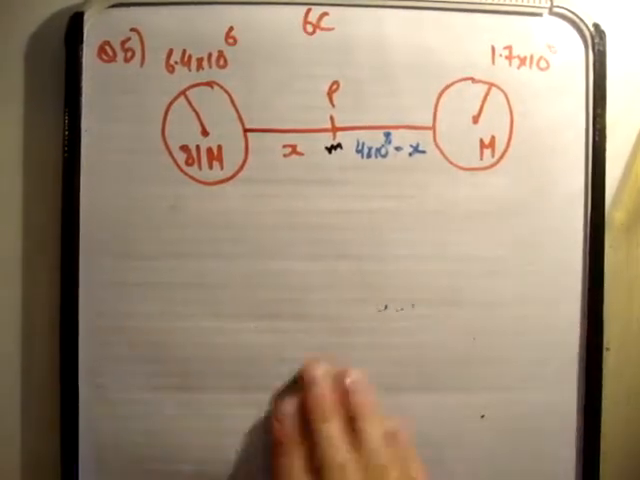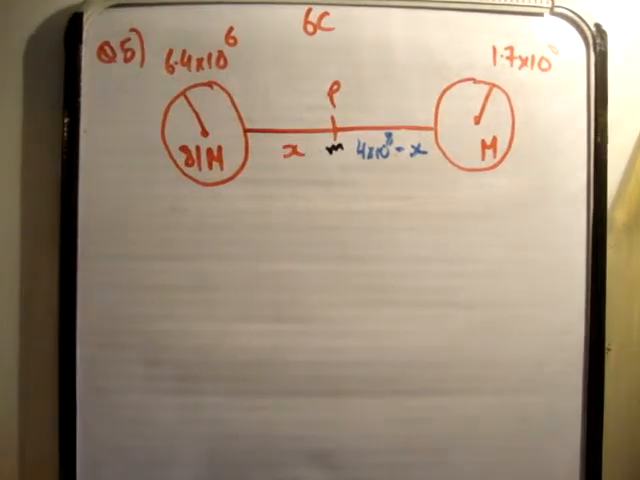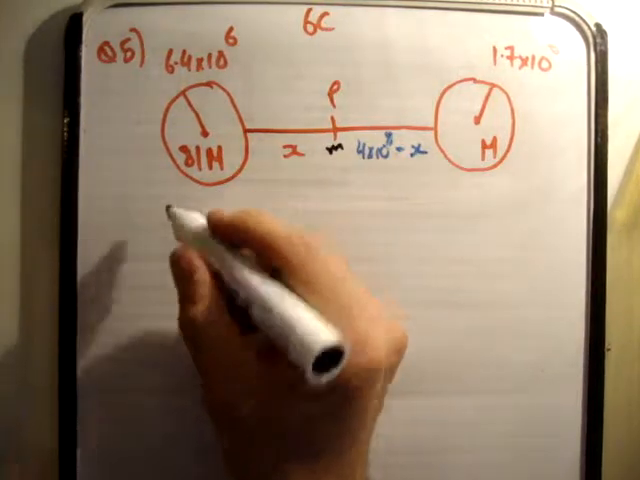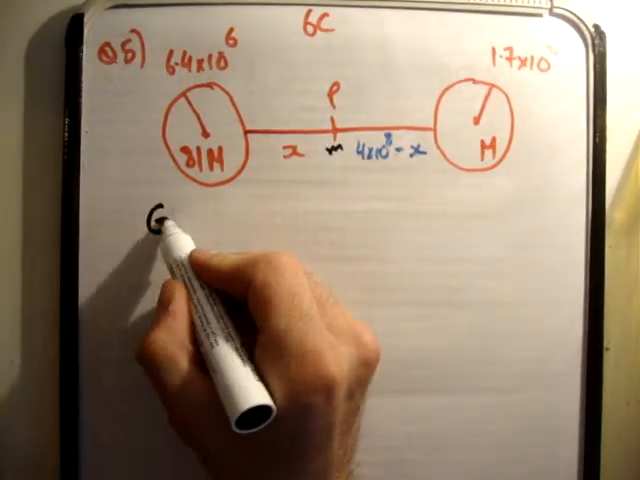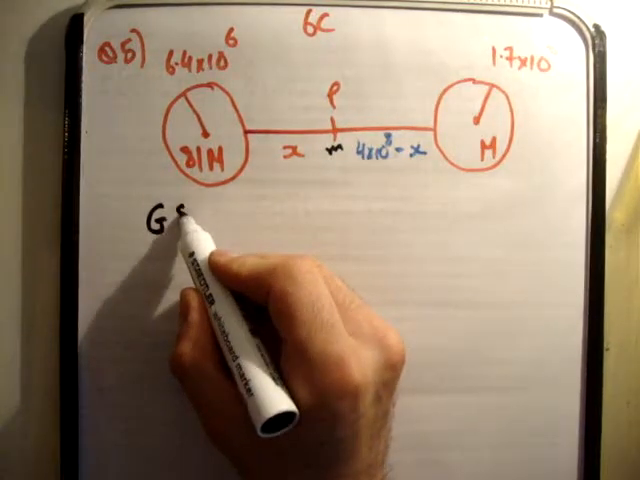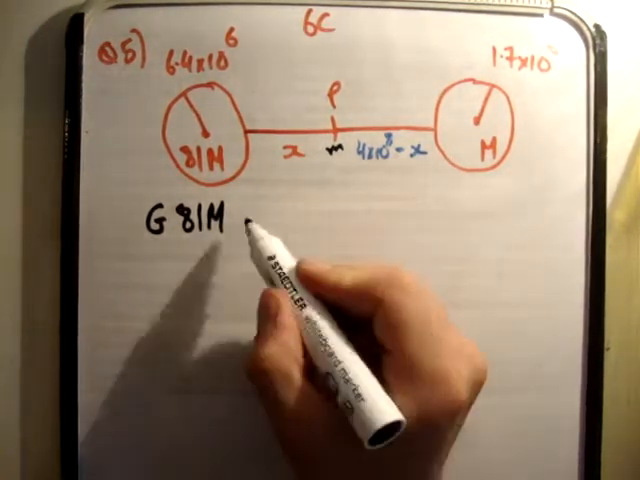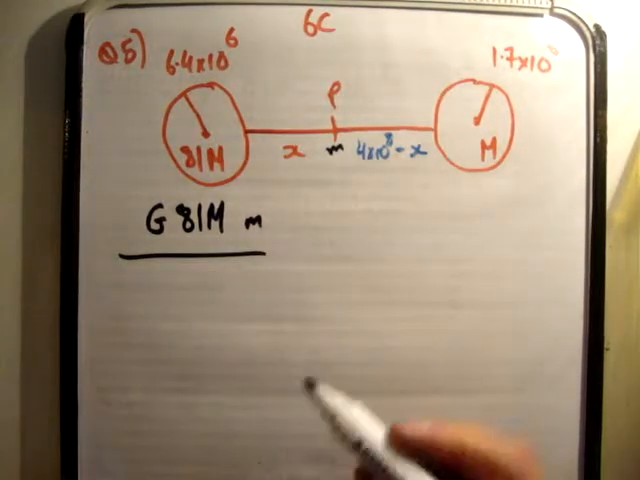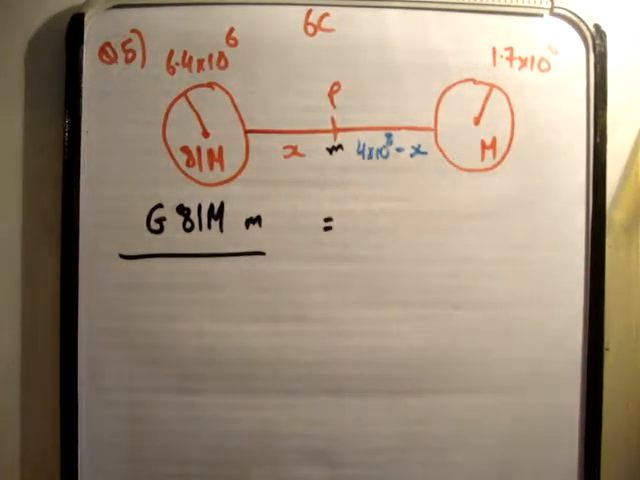Now the next thing we're told is that the forces of gravity on both of those are equal. So let's look at that. The force of the Earth on the particle is the gravitational constant times the mass of the Earth times the mass of the particle, divided by a distance which I'll speak about in a moment, and that's going to be equal to the same force exerted by the moon.